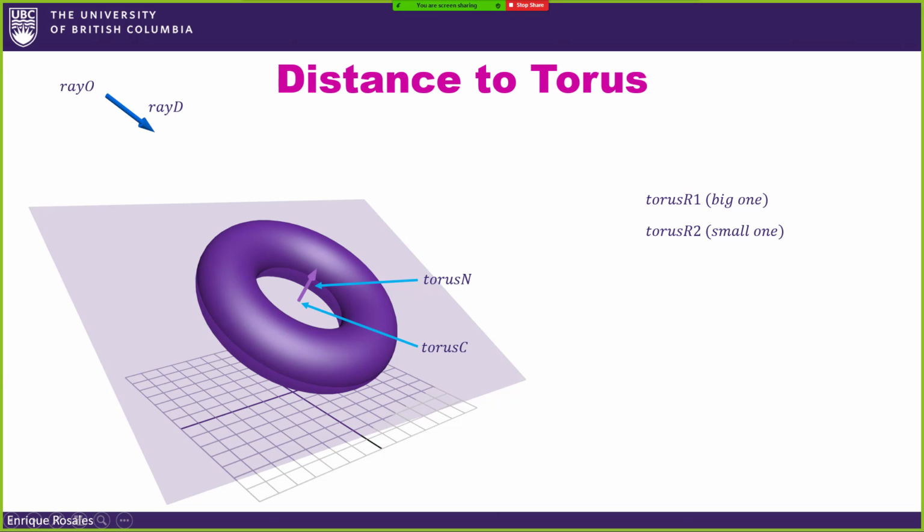So the first thing we need to do is compute the closest point from the ray origin to the plane in which this torus is living. Again, the torus has a normal, which means that there is a plane in which this torus lives, and we need to compute the closest point to this plane. For any point in space, computing the closest point to a plane is just computing the projection of this point onto the plane.